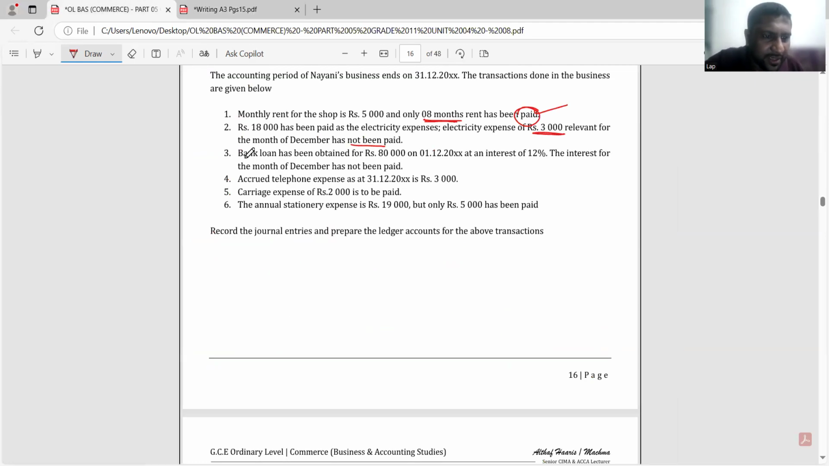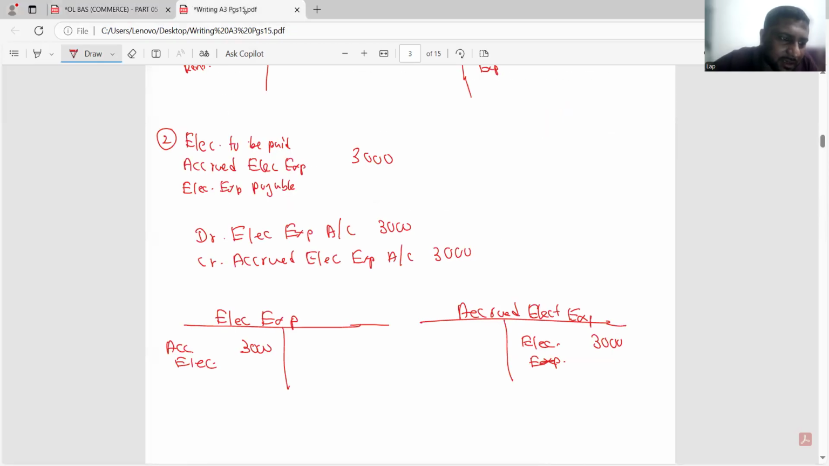So now let's move to the next entry. Bank loan has been obtained, 80,000 on 1st December 20XX, and interest of 12%. The interest for the month of December has not yet been paid. You have taken the loan in the last month, and you are preparing the accounts as at 31st December 20XX. That month's interest is not yet paid. So you have to take only the 1 month interest.